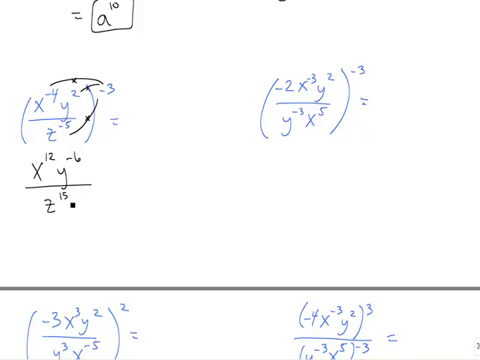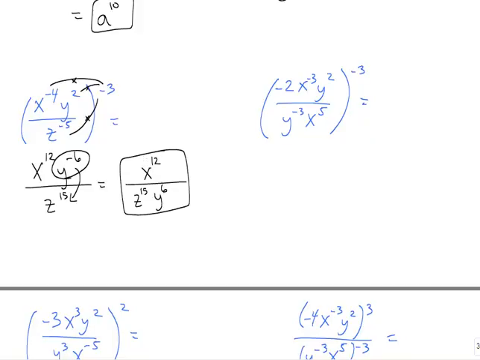Now, I don't want to leave any negative exponents in my answer, so this is almost done, but not quite. I have this y to the negative 6. I don't want a negative exponent, so I just flip it down. So this y to the negative 6 turns into a y to the positive 6. And any terms that already had positive exponents, like my x's and my z's, they are going to stay put. So x to the 12th and z to the 15th stay where they started. Since I only have one x, one y, and one z term, this is simplified.